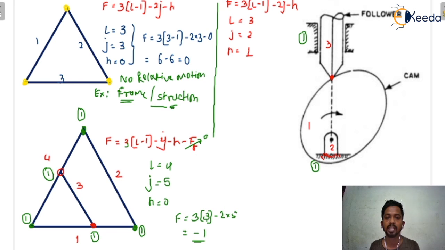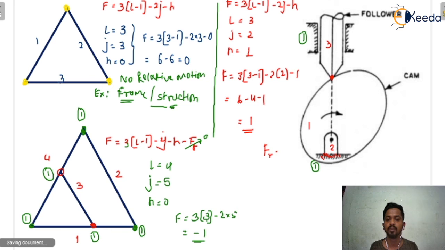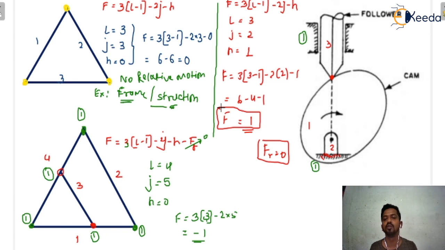Now you have to calculate the degree of freedom just by putting the values in the formula. You will get the final answer. So 3 into 3 minus 1, minus 2 multiply 2, minus 1. Solve these equations, you will get the final answer. 3 into 3 minus 1, that is 6, minus 4, minus 1, you will get the degree of freedom, that is equal to 1. And of course there is no redundant part, so fr would be equal to 0. This is fr, the redundant part, this is no degree of freedom. So finally the degree of freedom we have calculated is equal to 1.